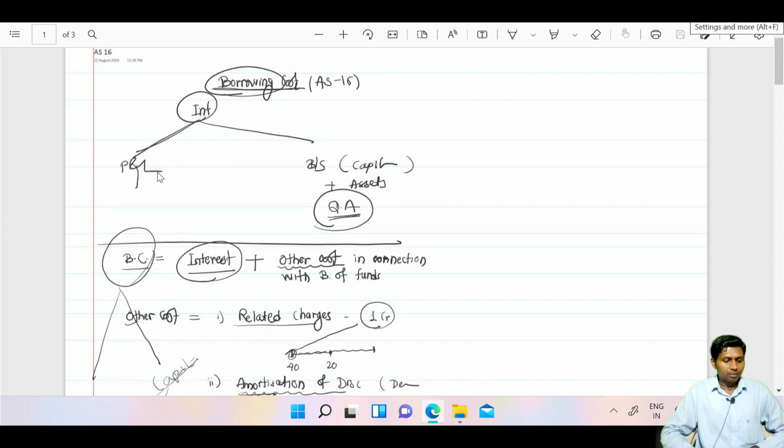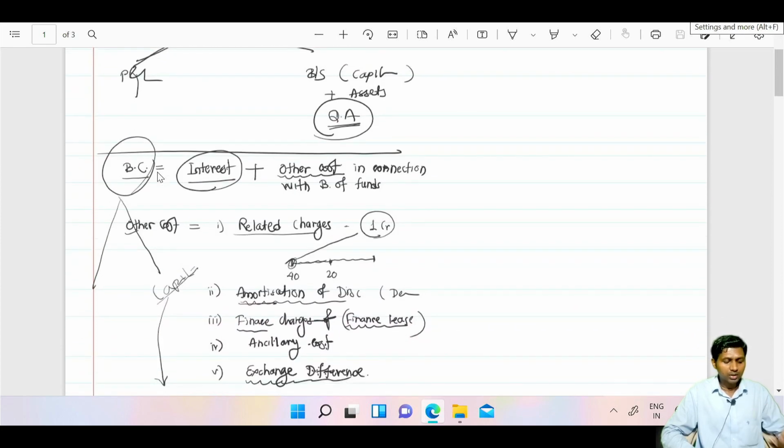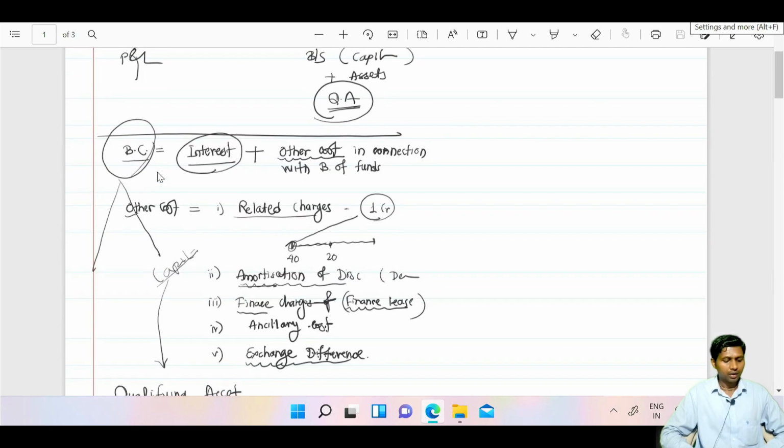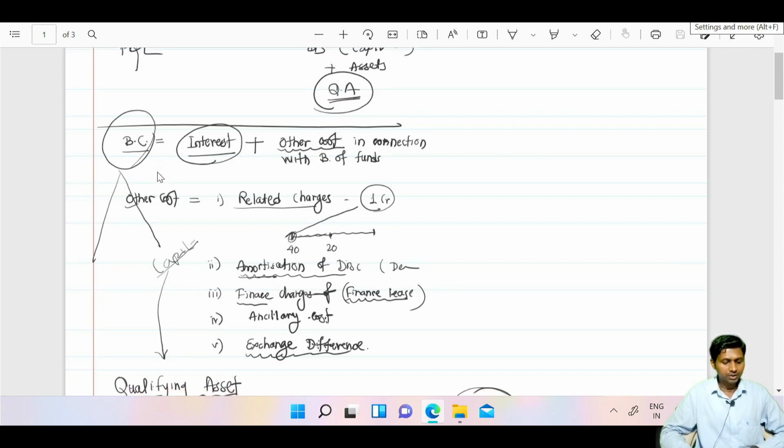But before that you must understand, my dear students, what is borrowing cost? Borrowing cost means the interest cost plus other costs in connection with the borrowing of funds. Interest on loan you will understand, but what are other costs? Other costs means loan-related charges, like stamp duty, commitment fees, commitment charges, and some consultancy charges. Then amortization of discount on issue of debentures, the writing off of discount on issue of debentures.